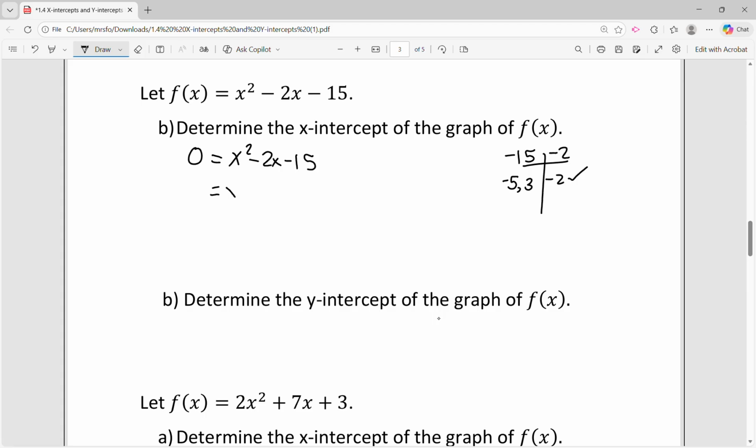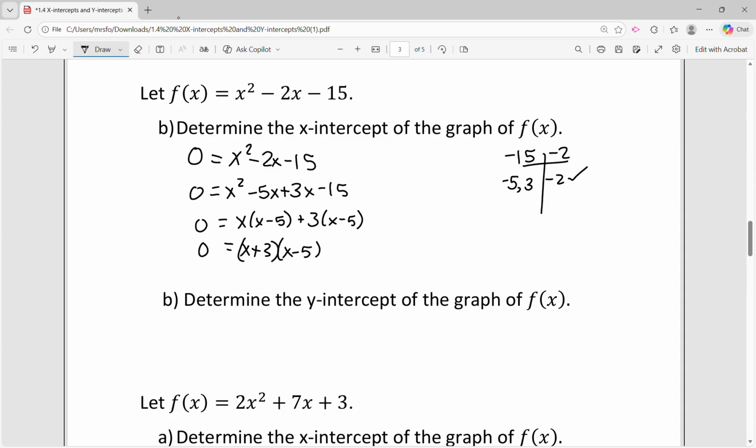So that tells me x squared minus 5x plus 3x minus 15 gives me this, which gives me x plus 3 as a factor and x minus 5 as a factor.